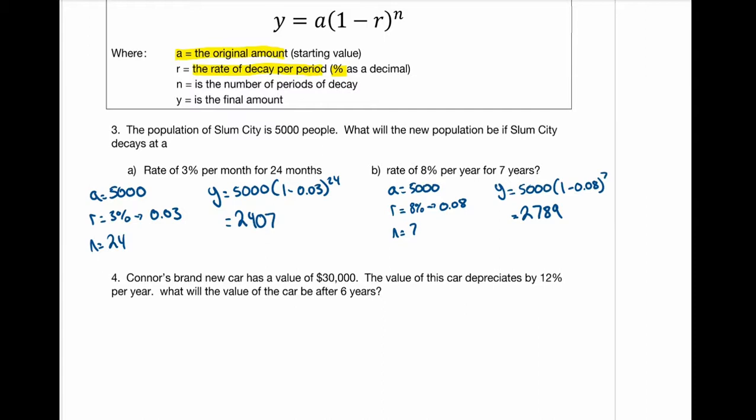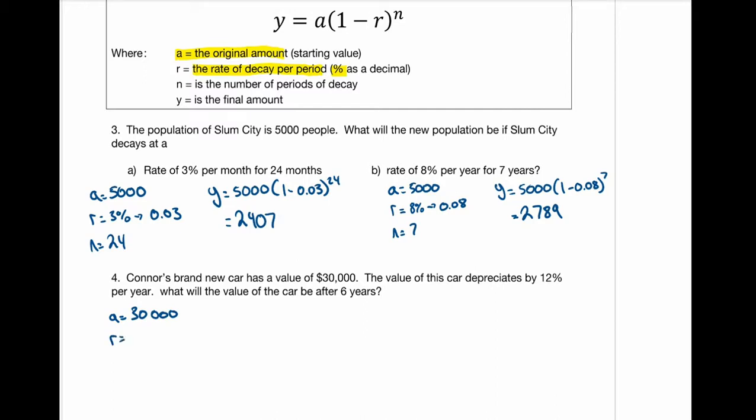Number 4, Connor's brand new car has a value of $30,000. The value of this car depreciates by 12% per year. What will the value of the car be after 6 years? So, if I look at my A value, what's the initial or original amount? In this case, it's 30,000.